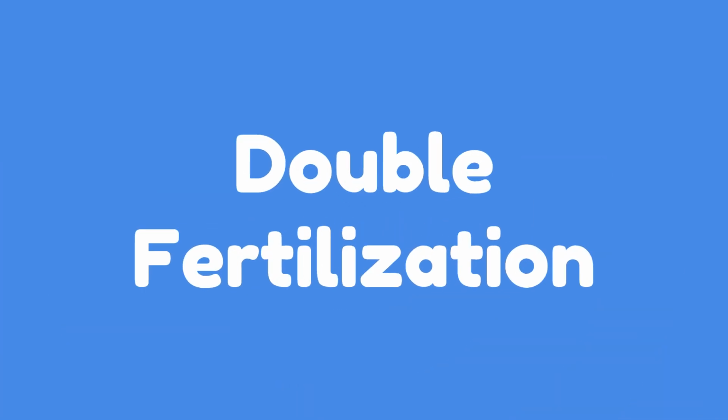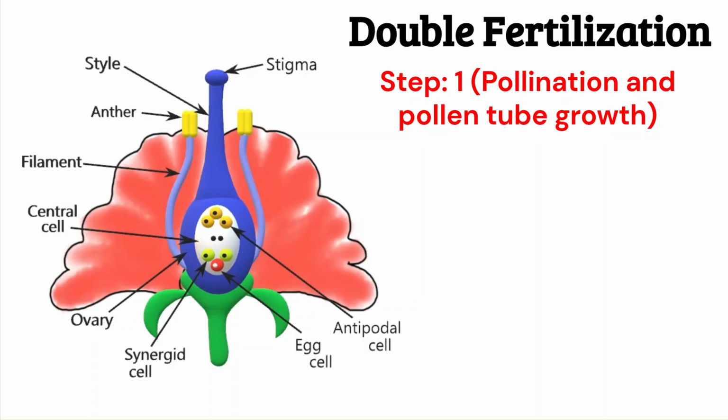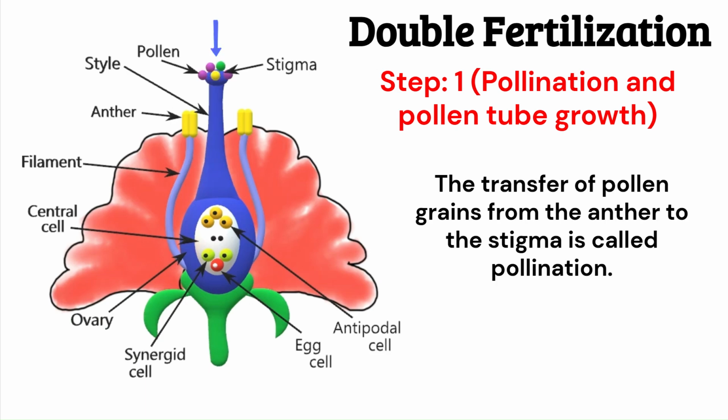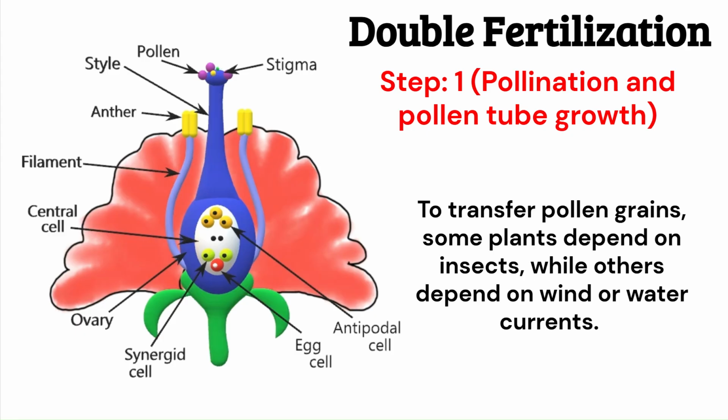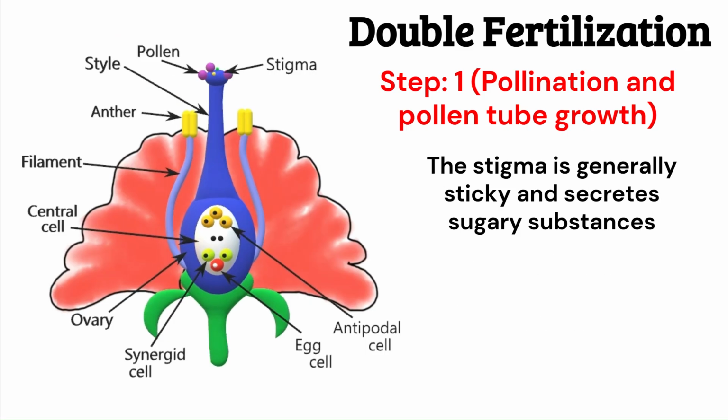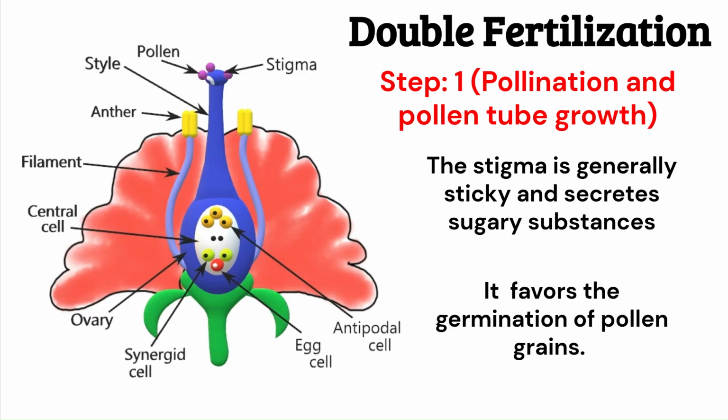Now let us see how fertilization occurs. Pollination and pollen tube growth is the first step. The transfer of pollen grains from the anther to the stigma is called pollination. Pollen grains from the same species survive, while others disintegrate. To transfer pollen grains, some plants depend on insects, while others depend on wind or water currents. The stigma is generally sticky and secretes sugary substances that favor the germination of pollen grains.